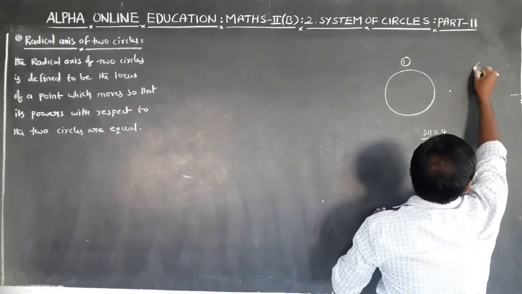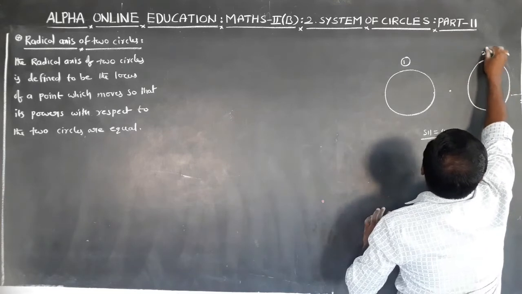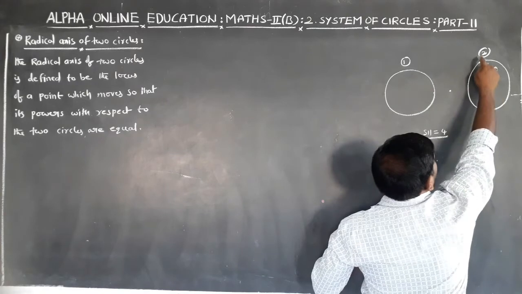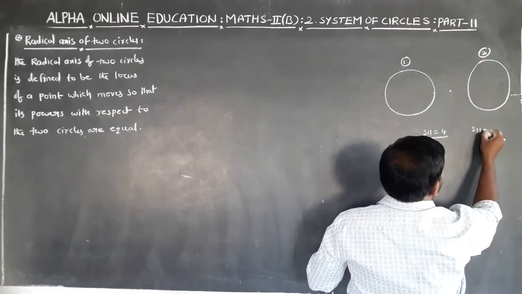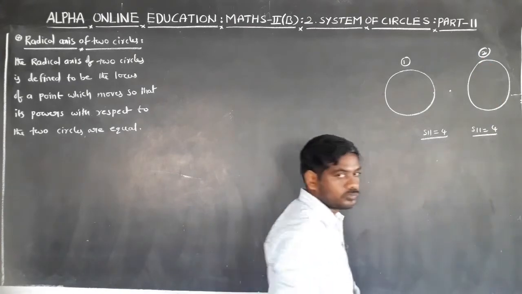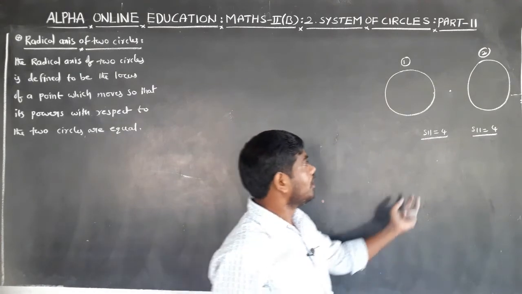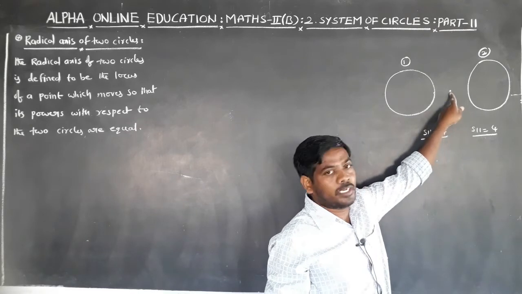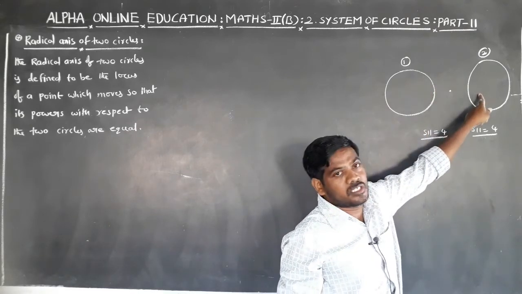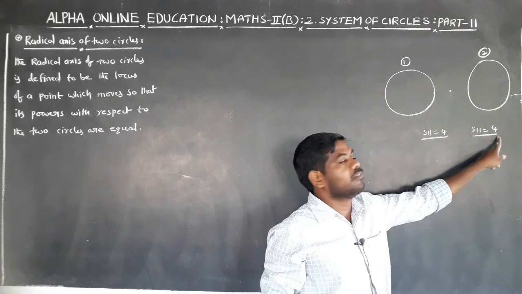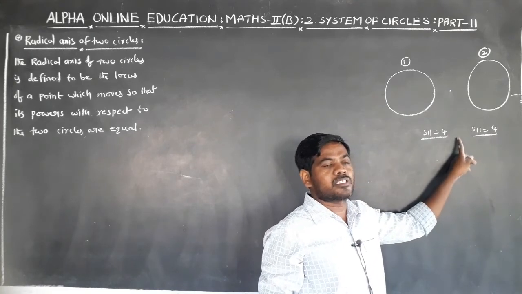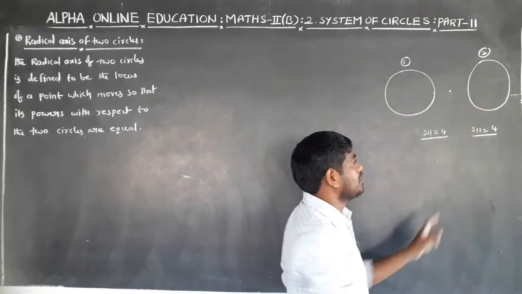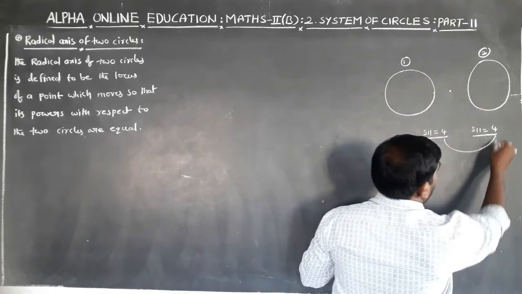This is the second circle. The power of a point with respect to the second circle is also 4. Observe here clearly, the powers of a point with respect to the circles are equal.